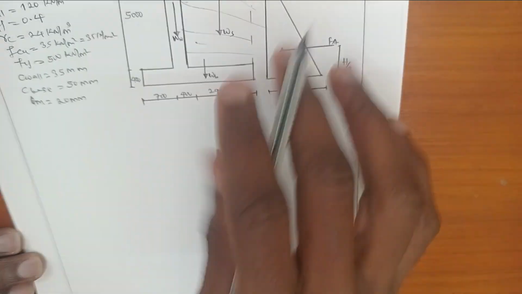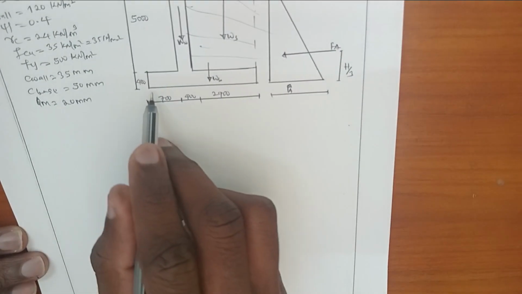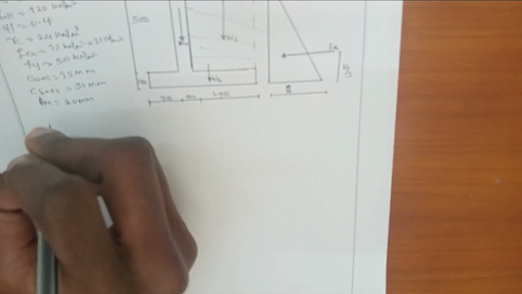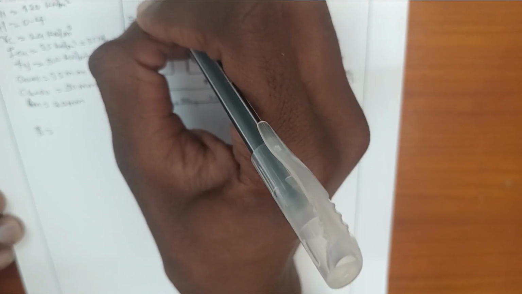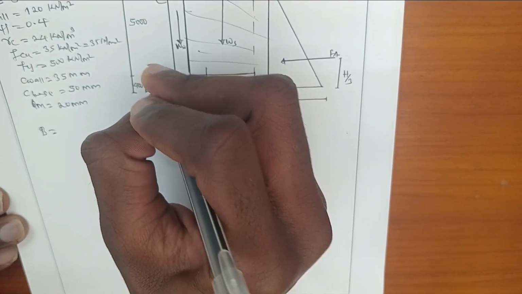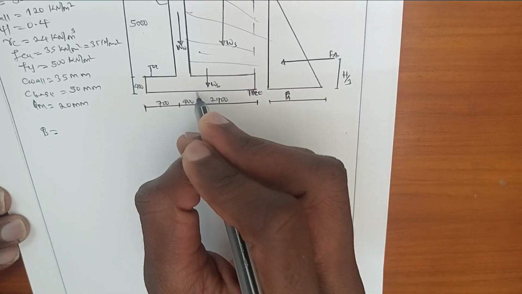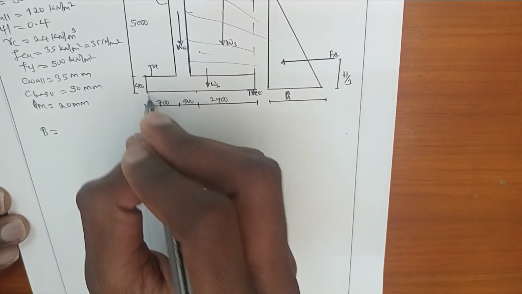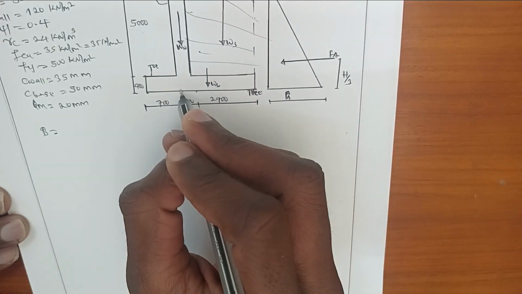From this problem, by considering this diagram, the first step is that we are required to determine the base width of the retaining wall. It is obtained by taking this as the stem wall, this is the toe, and this is the heel. The width of the heel is from this point up to this point, the width of the toe is from this point up to this point, and this is the thickness of the stem wall.